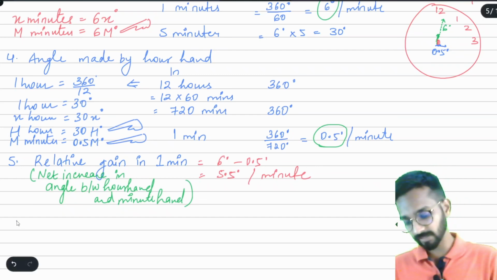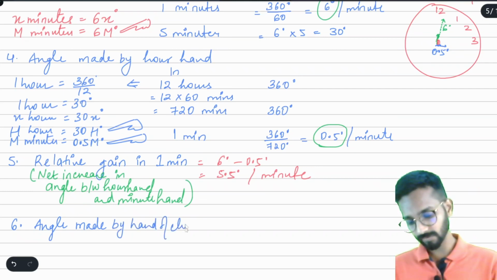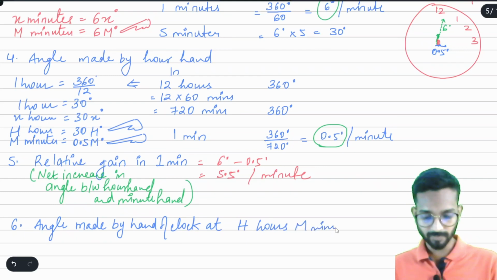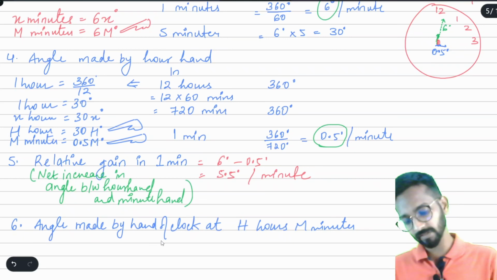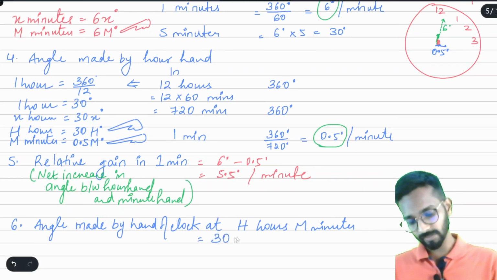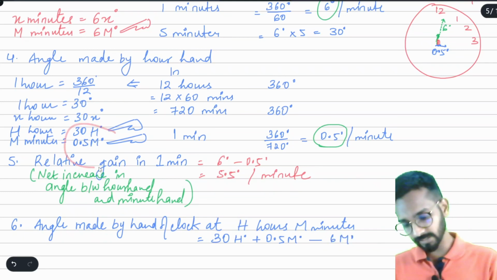From this, we can write here point number 6, that is the angle made by the hand of the clock at h hours and m minutes. The confusion will be over when we solve a little question. I will tell you, it will be 30h degrees plus 0.5m degrees minus 6m degrees.